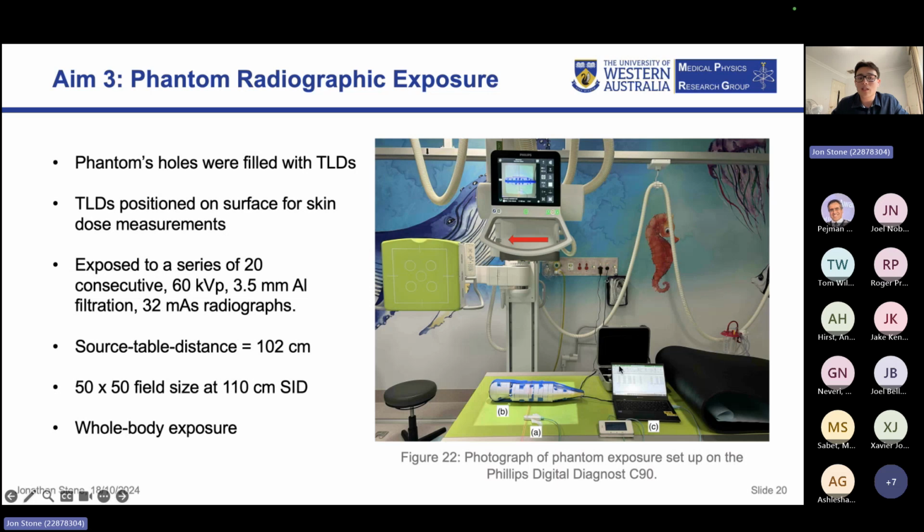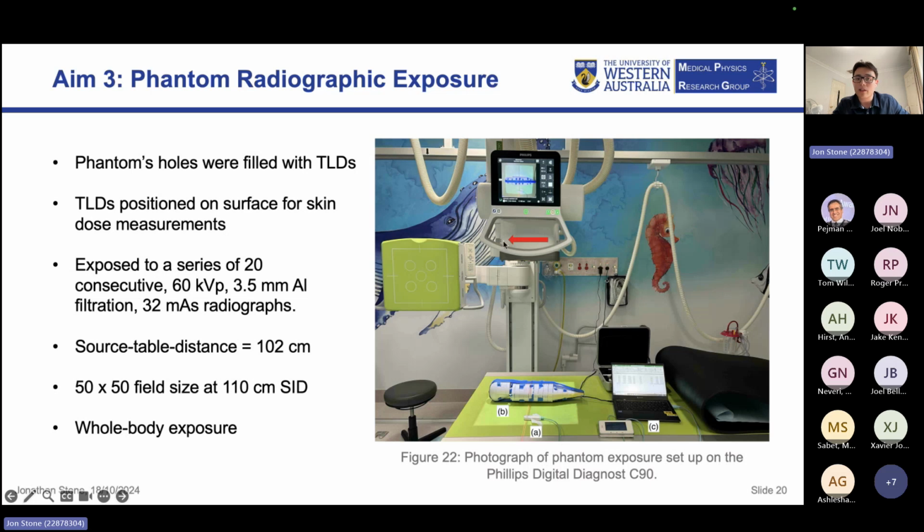We exposed it to a 60 kVp X-ray with 3.5 millimeters of aluminium filtration and 32 milliamp seconds exposure. So we exposed the phantom 20 consecutive times. You can see here that the phantom is not actually in its frame because the frame wasn't built just yet. It was still held together using tape. But you can also see the TLDs on the surface of the phantom here. The RaySafe diode dosimeter was also placed next to the phantom for a simultaneous measurement of the X-ray beam.